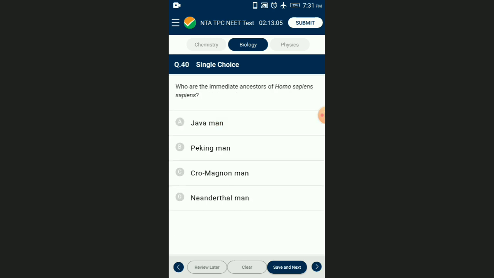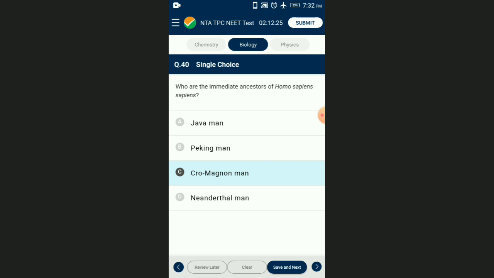Question number 40. Who are the immediate ancestors of Homo sapiens? The immediate ancestor of Homo sapiens is Cro-Magnon man. The name given to this human ancestor was Homo sapiens fossils. They were excavated in 1868 from Cro-Magnon rocks of France by MacGregor. They might have evolved 34,000 years ago in the Holocene epoch. So the answer for this question is option C.